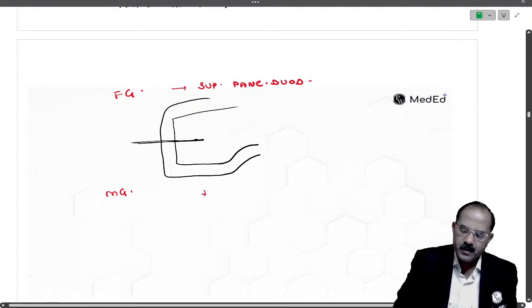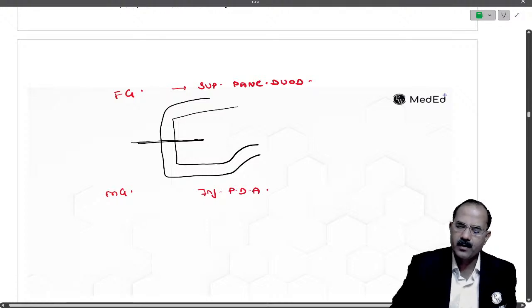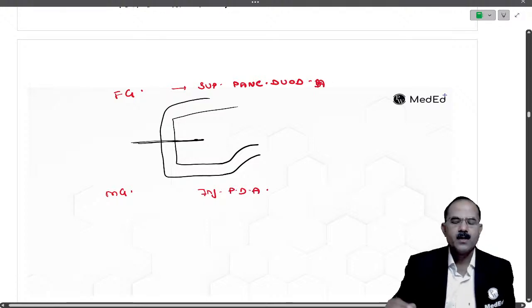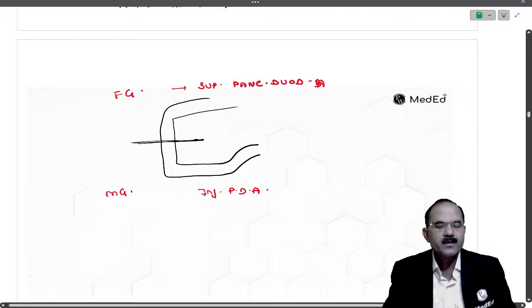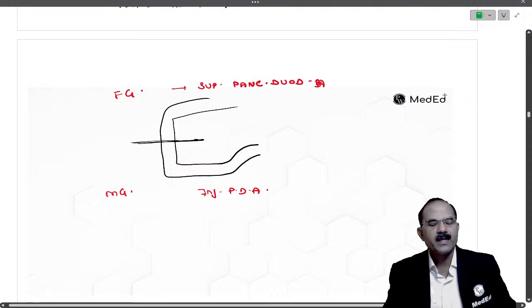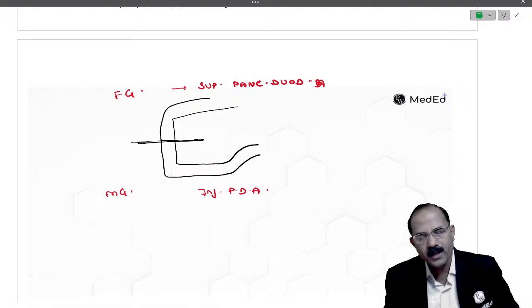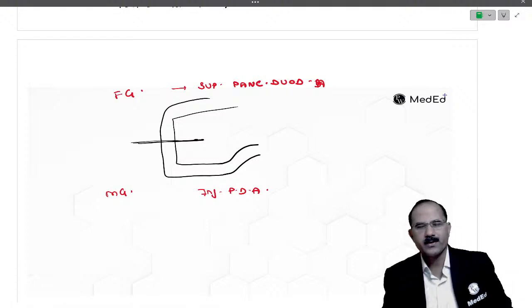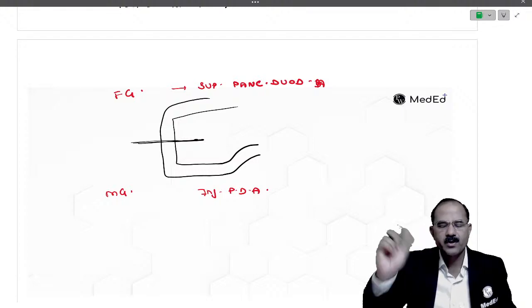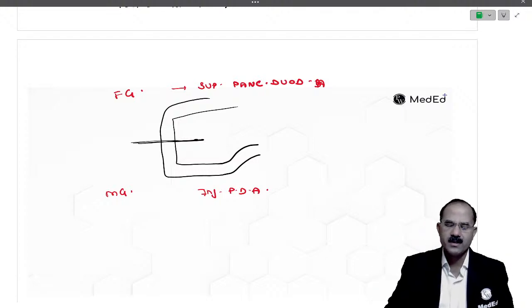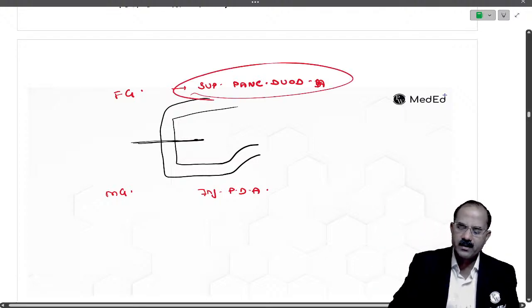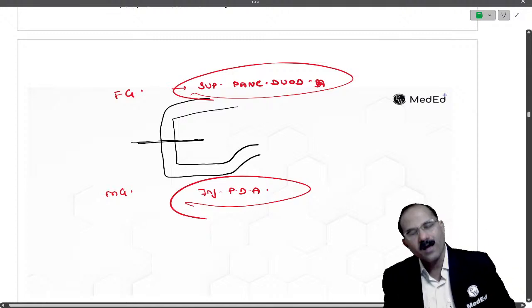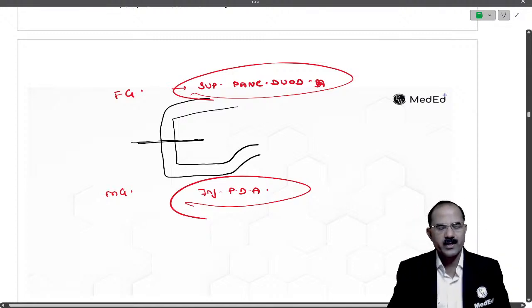And this part is supplied by the inferior pancreatico-duodenal artery. So above the opening of the bile duct, it is supplied by the superior pancreatico-duodenal artery, and below the opening of the bile duct by the inferior pancreatico-duodenal. So the duodenum is derived from 2 sources. This is a branch of the celiac trunk, and this is a branch of the superior mesenteric artery. Very good.